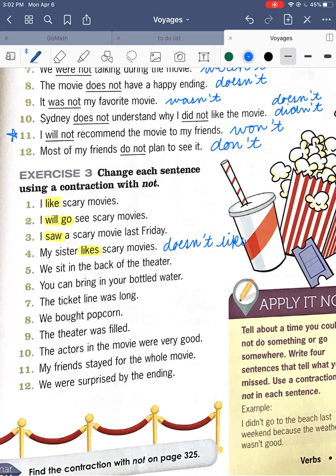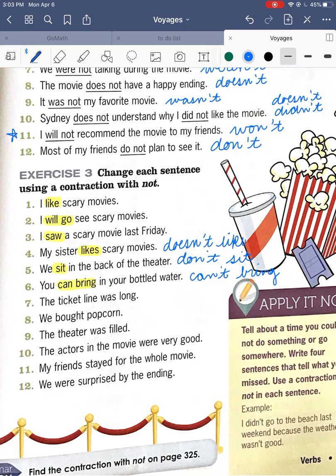We sit in the back of the theater. We didn't sit. Or not we didn't, that would make it past. Hold on, we don't sit. We don't sit. Because it's happening right now, not in the past. You can bring in your bottled water. So instead of can, we're going to say cannot or can't bring your bottled water.